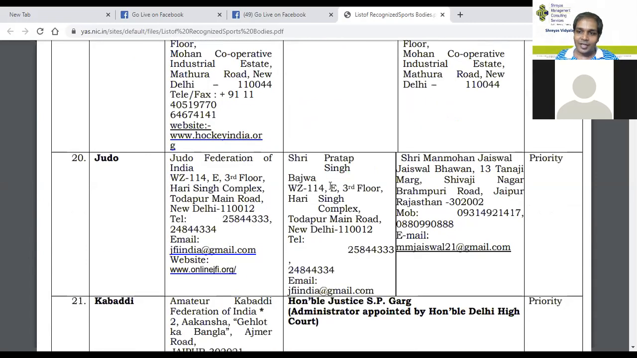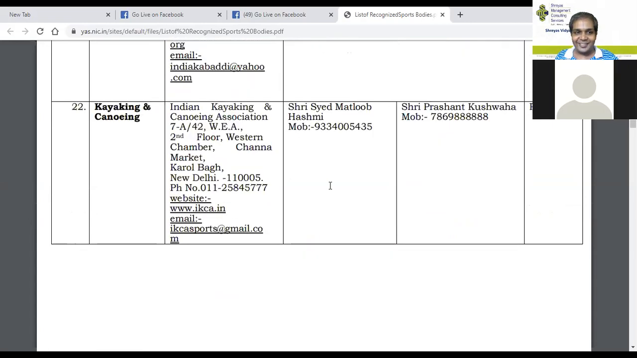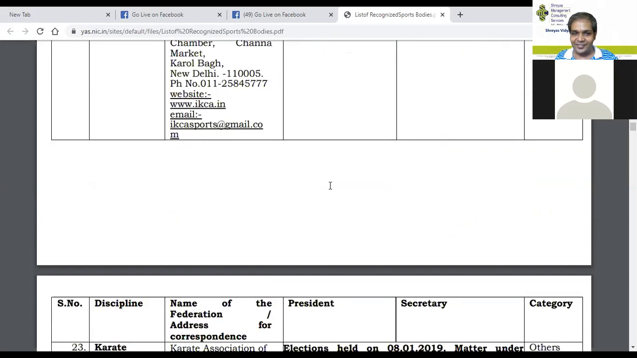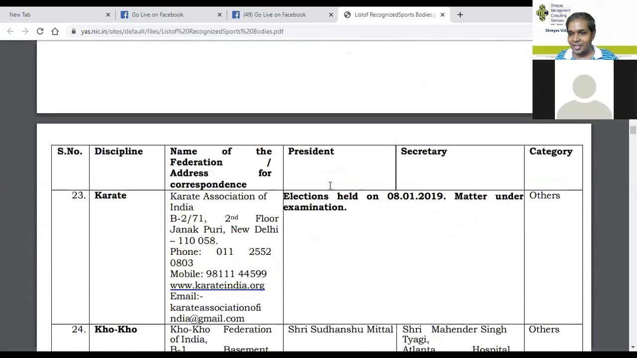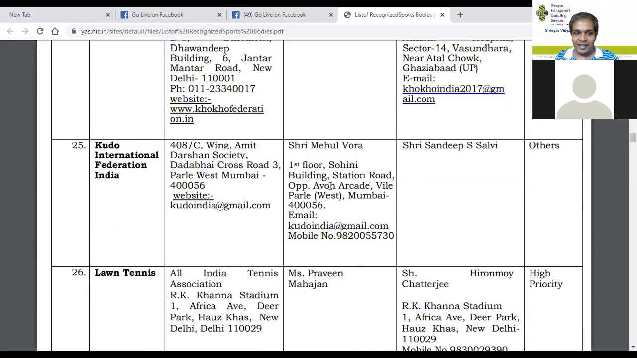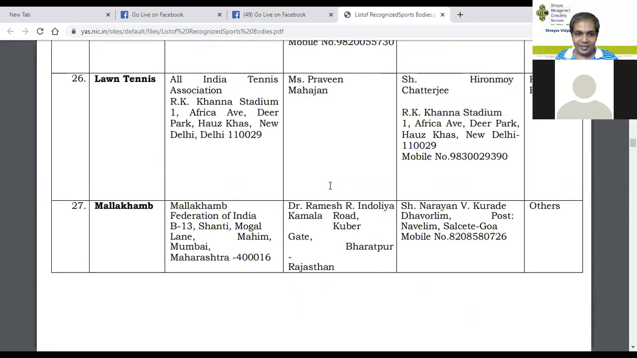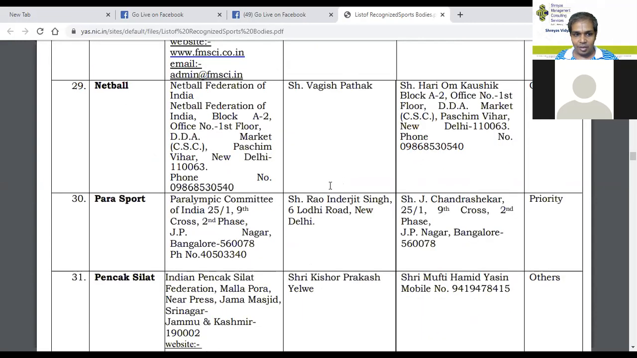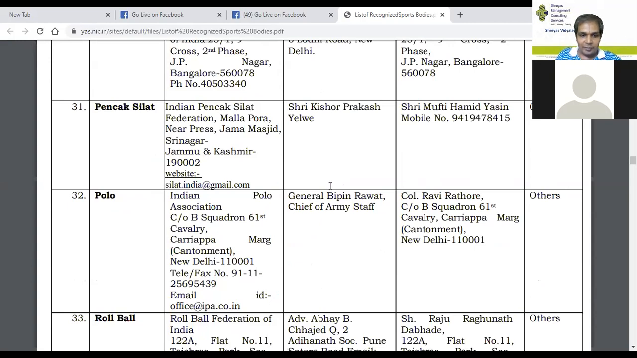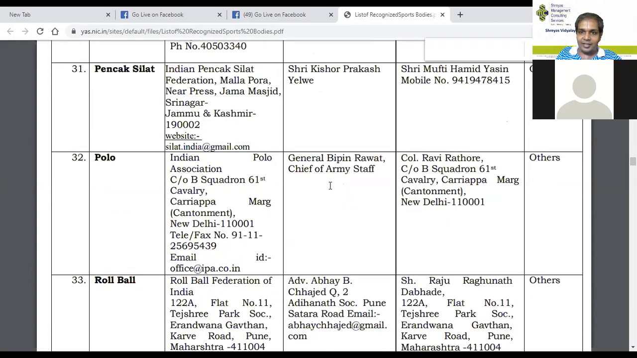Just watch out for Atya Patya. It's a very unique and very simple game. I'm not sure whether you are searching it right now itself. So all these have been given exemption. You can see here lawn tennis, Malakhamb, that's a game, motor sports, netball, para sport, etc. There is something called tennis cricket.